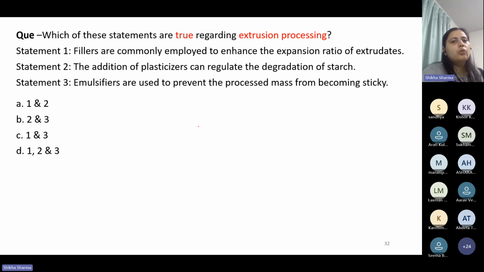Which of these statements are true regarding extrusion processing? Statement 1, fillers are commonly employed to enhance the expansion ratio of extrudates. Statement 2, the addition of plasticizers can regulate the degradation of starch. Statement 3, emulsifiers are used to prevent the processed mass from becoming sticky.